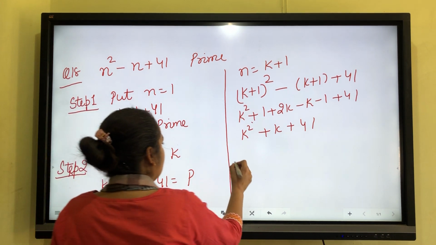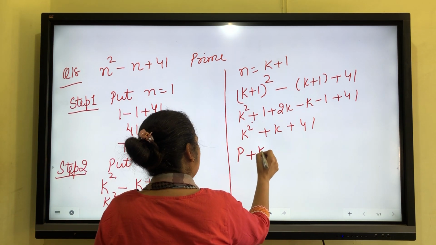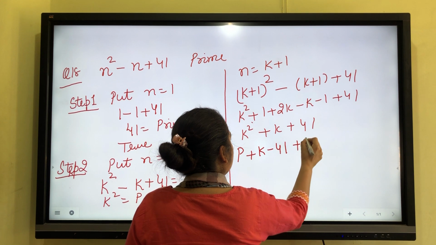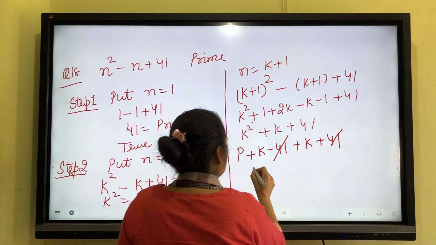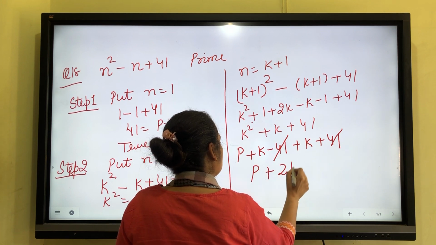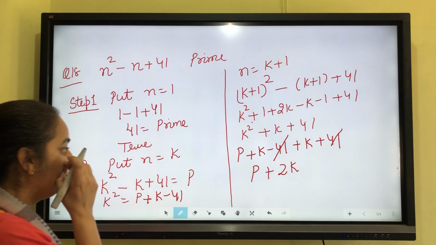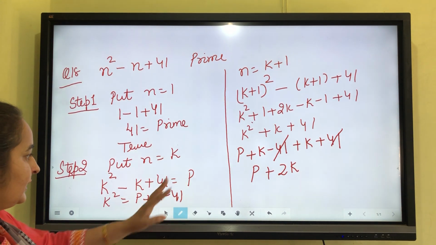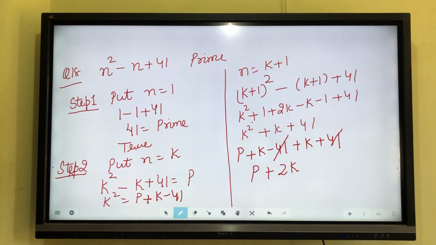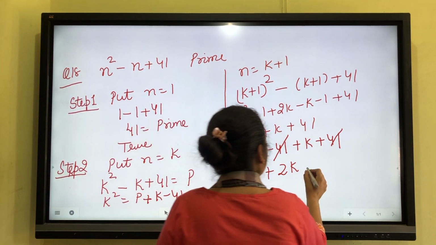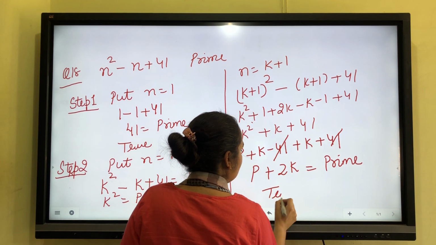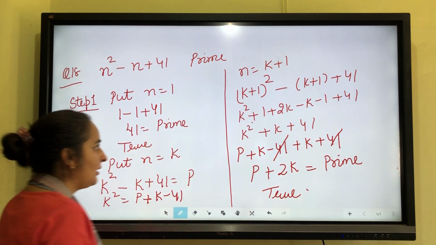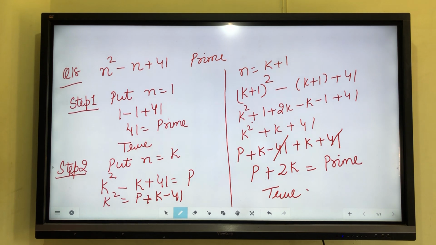Put the value. P plus k minus 41 plus k plus 41. Now this will cancel out. Prime number plus 2k. Therefore, if the question is in the form of the prime number, then this result is equal to prime. That is again true. Now this is the method to solve whether the equation is prime or not.